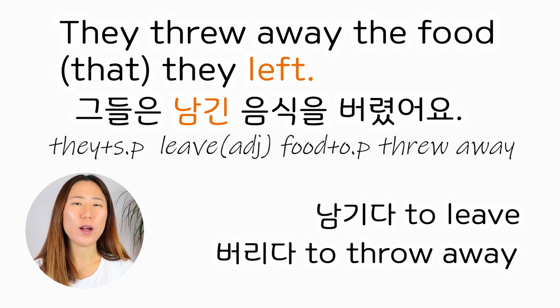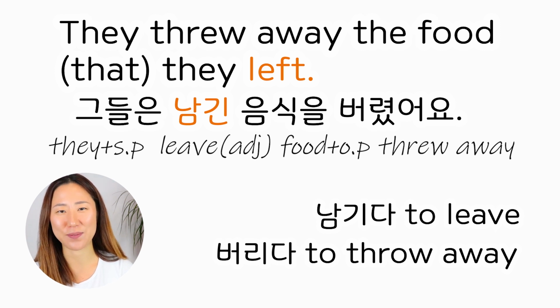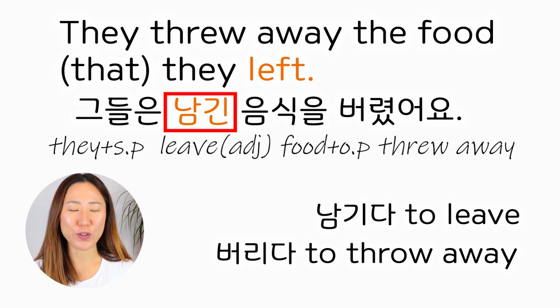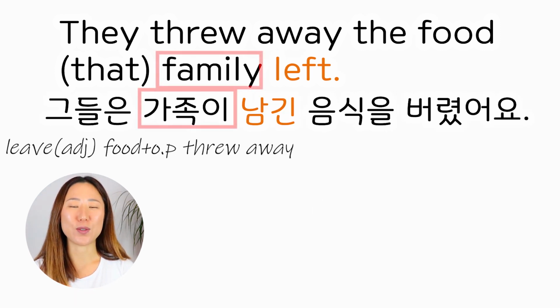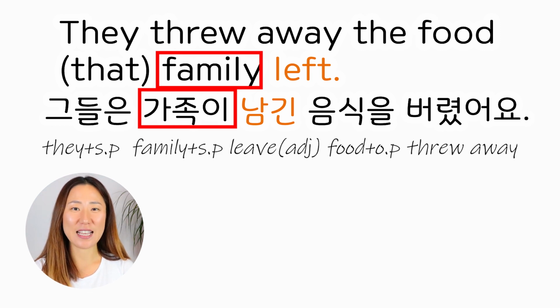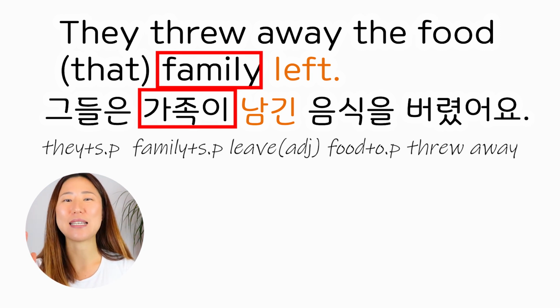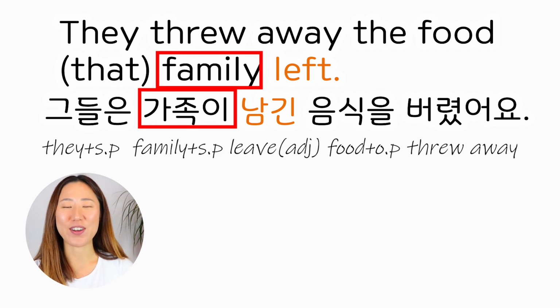You may wonder, what if it's not them who left the food? Then we need to specify the subject for the verb adjective. I may say, they threw away the food their family left. I'm just making it up, of course. 그들은 가족이 남긴 음식을 버렸어요. 가족이 남긴 is the adjective clause. 가족이 남긴 음식, food that family left. 버렸어요, threw away.